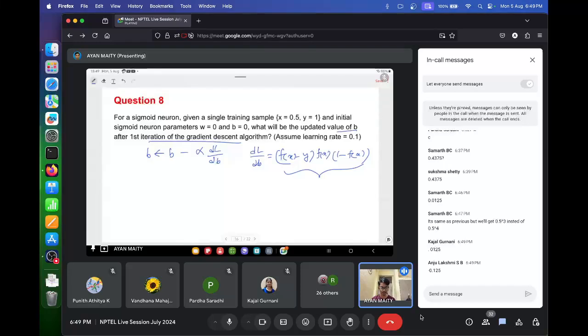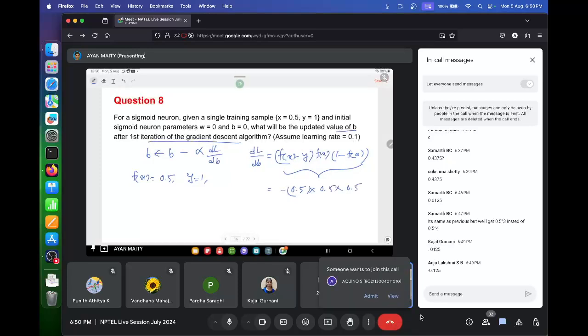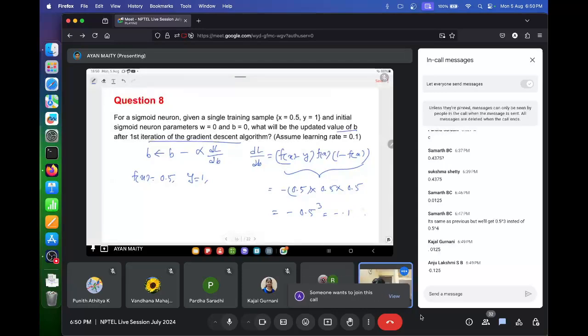Now all the other values would be the same. So f(x) was 0.5, y is 1, so you just put these values into it. It will be minus 0.5 into 0.5 into 0.5, so this is minus 0.5 to the power 3, which is minus 0.125. The initial value of b was 0, the learning rate is 0.1, and this derivative value is minus 0.125. So it would be 0.0125.